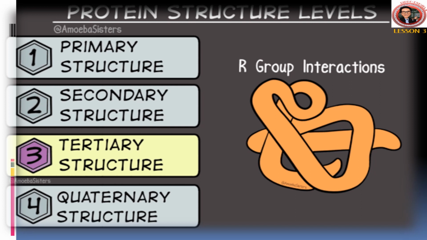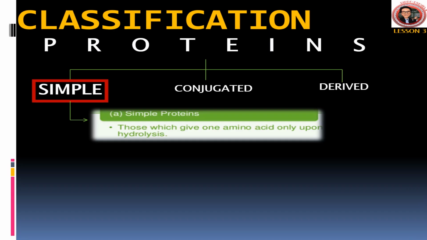And when polypeptide chains fit together to form a complete protein, quaternary structure is formed. Quaternary structure allows a protein to have multiple functions, examples of which include hemoglobin, DNA polymerase, ribosomes, antibodies, and ion channel. Okay, now let's discuss the three classifications of proteins.